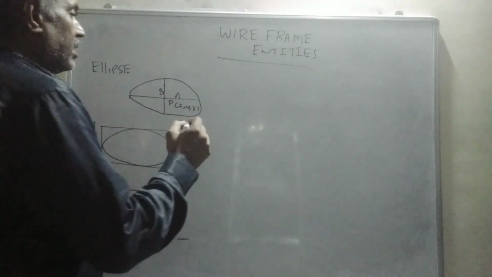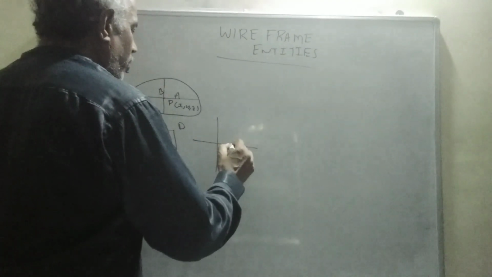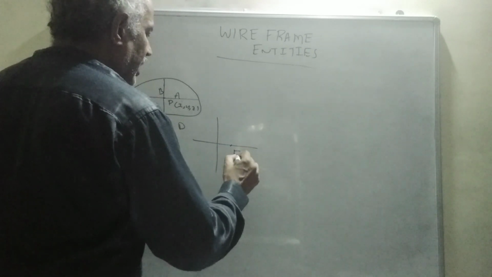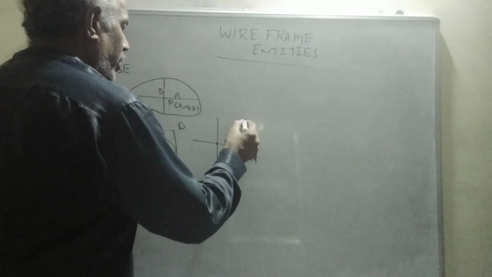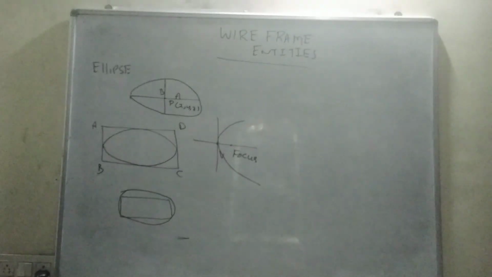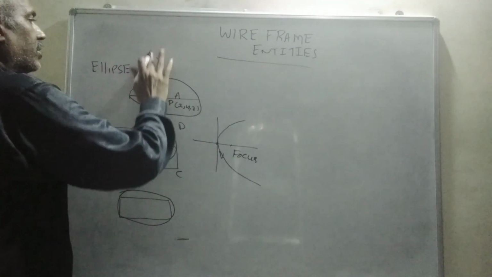And the other analytic curve is the parabola, a conic. So if you have the focus coordinate and the vertex coordinate, you can easily draw a parabola using any algorithm. So this is about analytic curves.